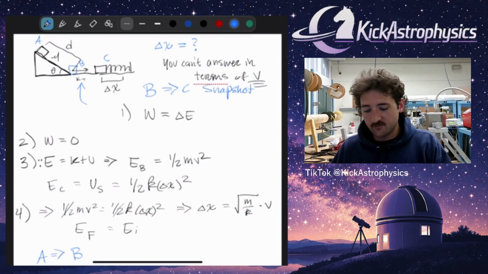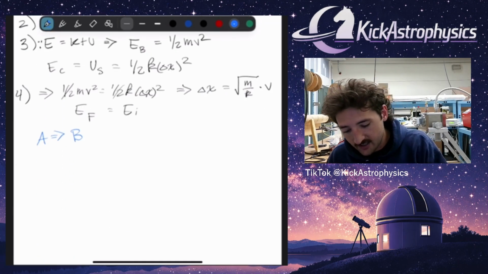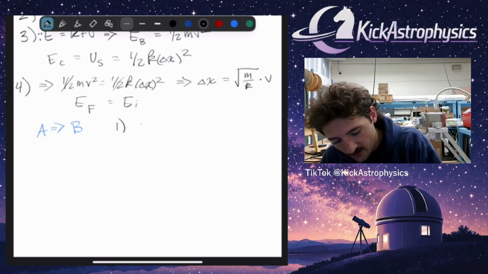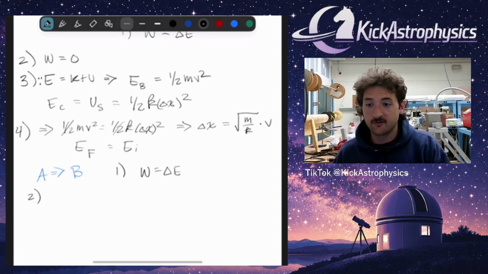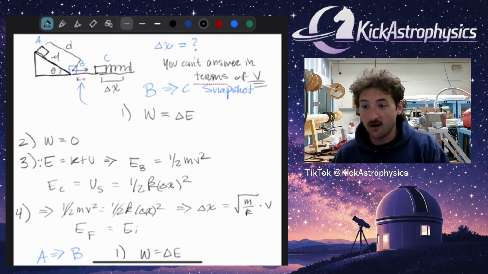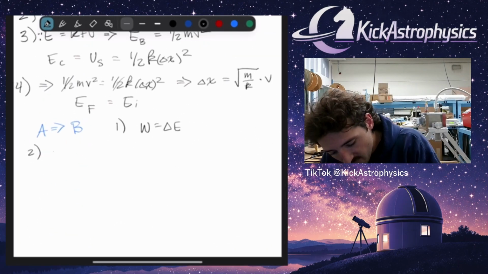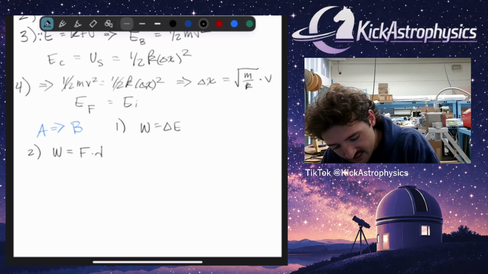And in this instance, we have the block at the top of the incline moving down to the bottom of the incline. So are we going to use work energy theory? Yes. So step 1, work is equal to delta E. Step 2, are there any non-conservative forces? Well, in this regime, there are. We have friction. We have this coefficient of friction mu. So we have to define work is equal to force times distance times cosine theta.